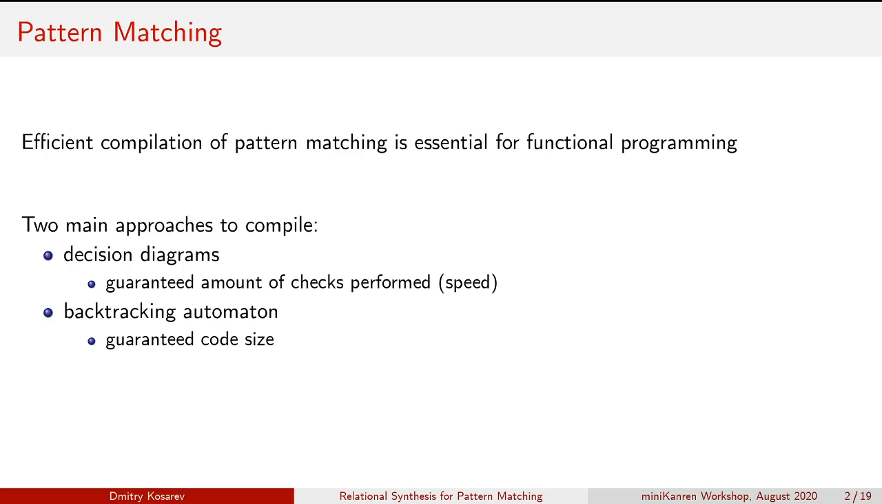Functional programs use pattern matching a lot, and efficient compilation of pattern matching is required for efficient compilation of functional programs. There are two main approaches for typed functional languages. Decision diagrams guarantee you minimal amount of checks performed. Compilation to backtracking automaton guarantees you lesser code size. We propose a third approach based on program synthesis.